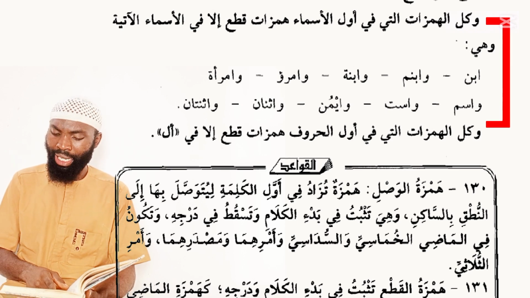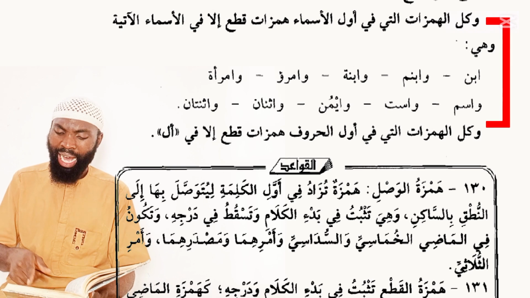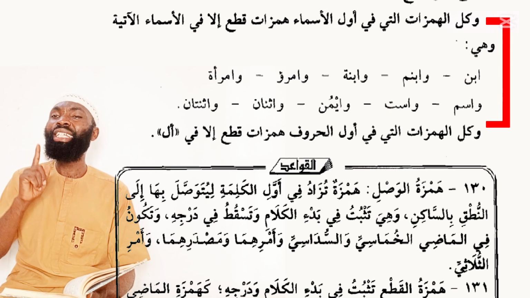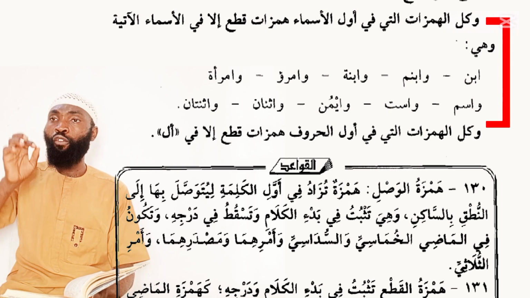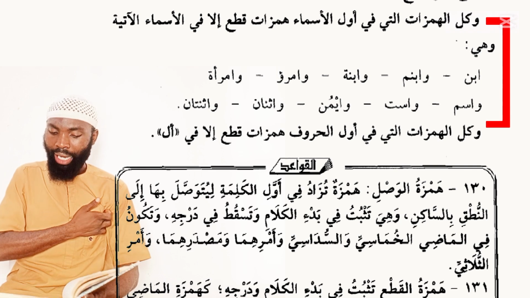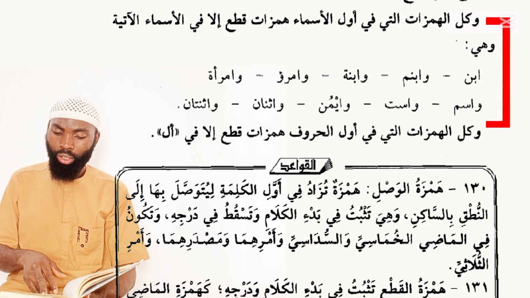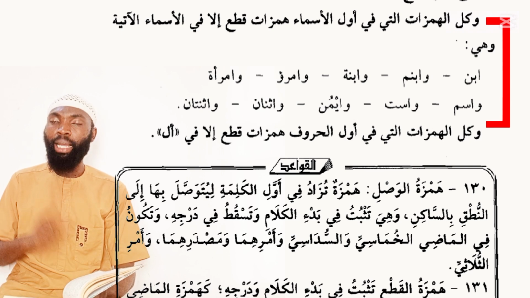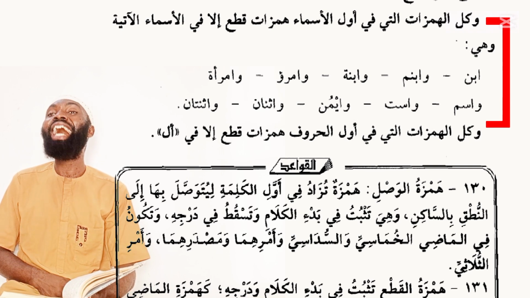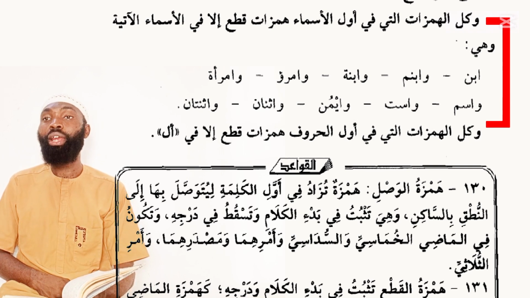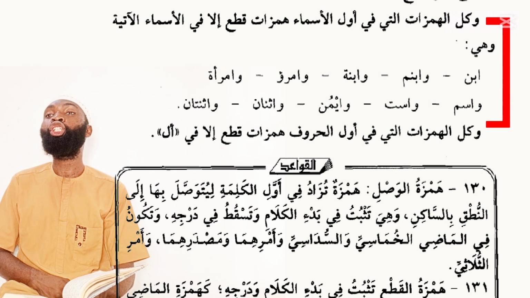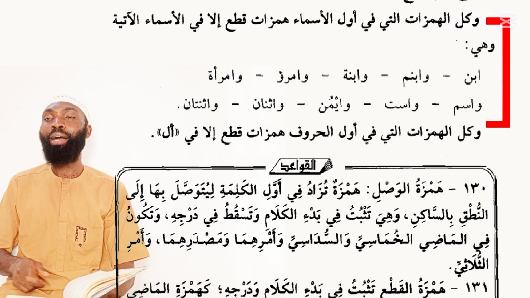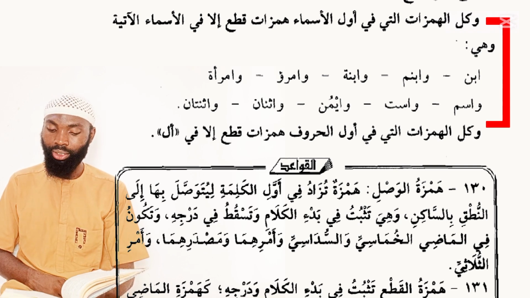Wa kullul hamzat, and all the hamzas allati fi awwal al-huruf, which appear at the beginning of particles like ila, hamzatu qata'in, they always appear as hamzatul qata', except the word al, when you have al beginning a sentence, like when we have al-kursiyu. Except in this one, the hamzas will appear as hamzatul qata'.